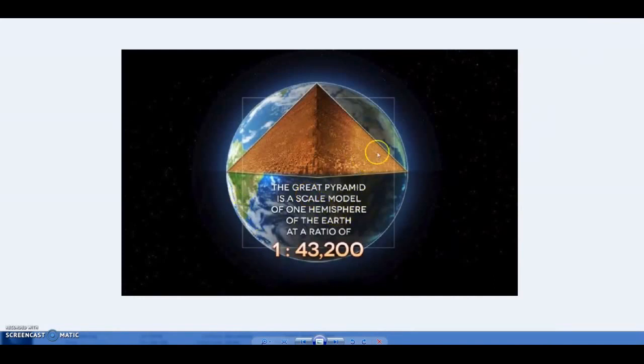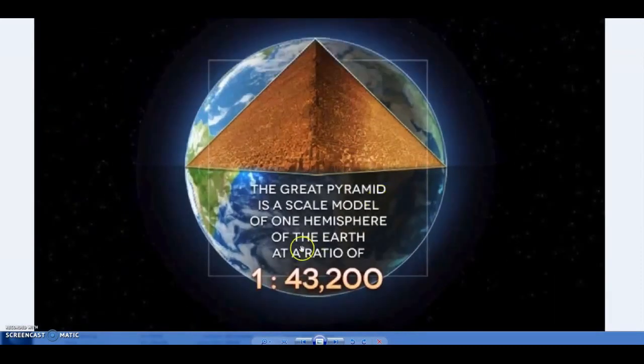Now, you might be familiar, there are various versions of this type of illustration. Firstly, we have the square and the circle, which is an amazing element regarding the ratio of the Great Pyramid, pi, phi, and one of the most important questions in geometry, squaring the circle, circling the square. Now, the common theme which has been running through is that the Great Pyramid is a scale model of one hemisphere of the Earth at the ratio of 1 to 43,200.